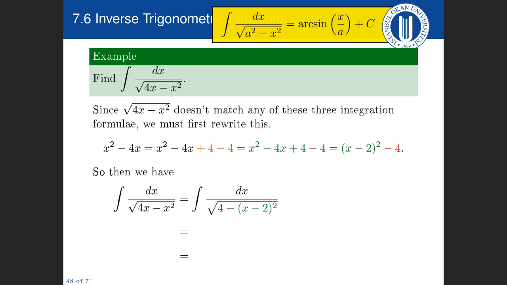And that's not quite what we have in the yellow box at the top, but close to it. We can do a substitution. We can replace x minus 2 by u. And then, of course, du is equal to dx. No changes there. And then we do have something which looks like the formula in the yellow box with a equal to 2. And I'm just going to say equal to dot, dot, dot. I'm going to leave this problem for you to finish.